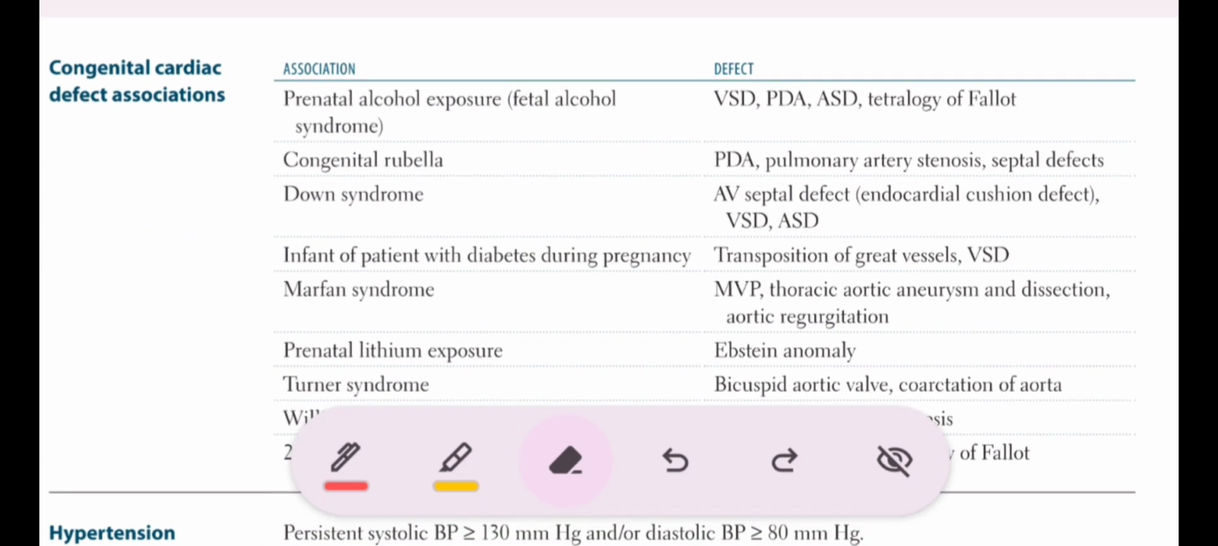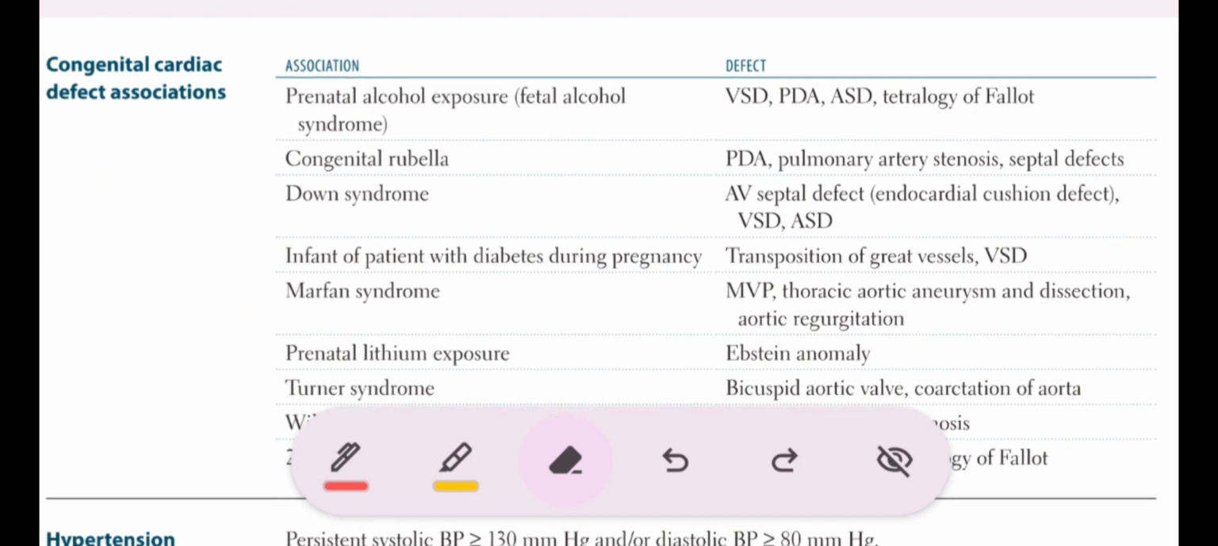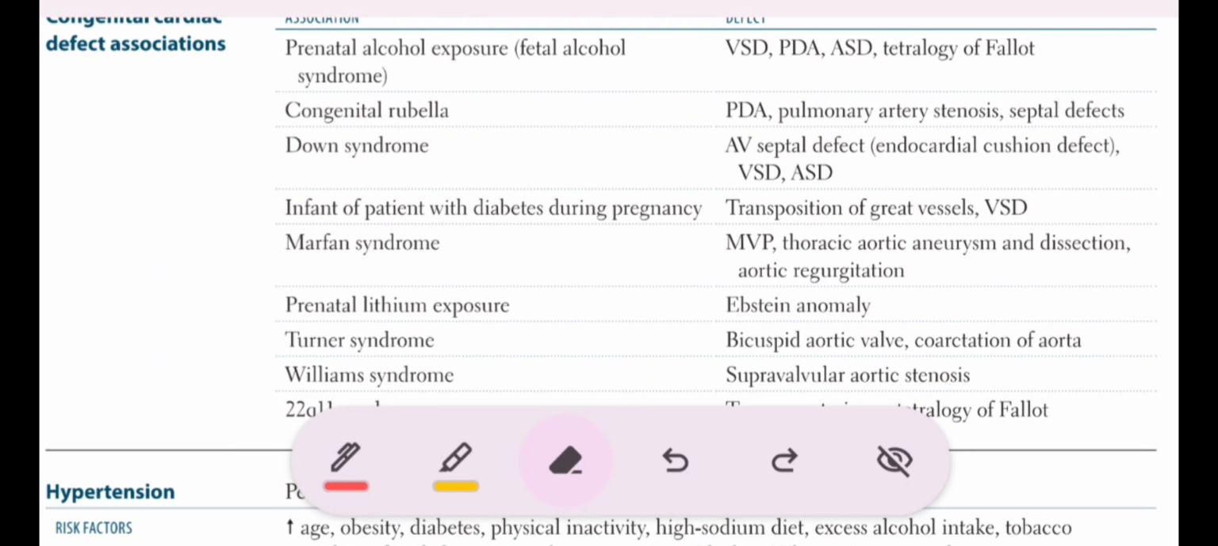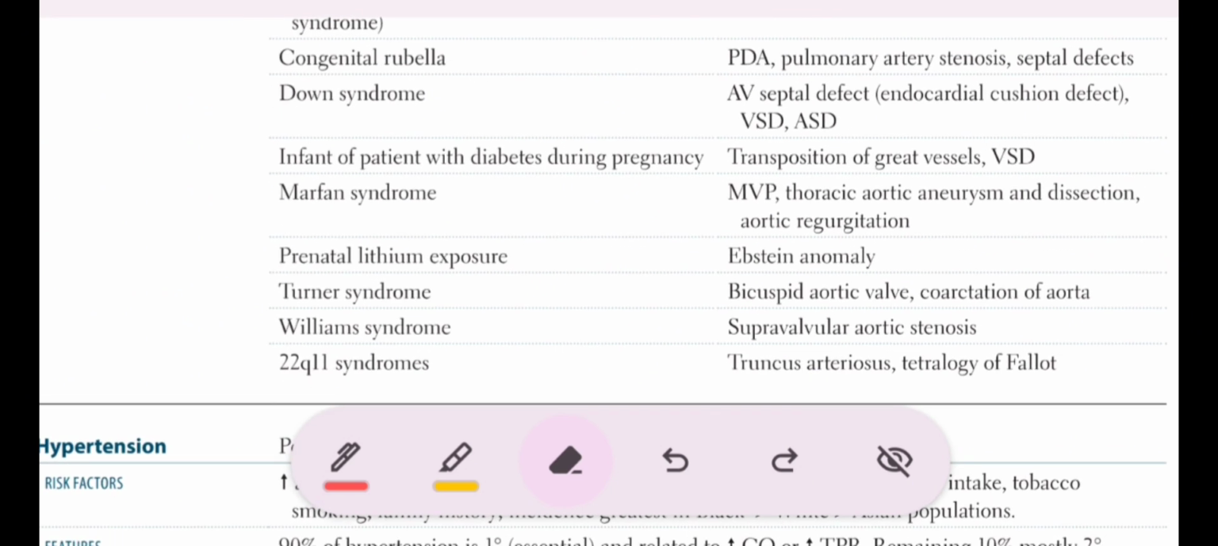Then we have the congenital cardiac defect summary. The prenatal alcohol exposure, also known as fetal alcohol syndrome, is associated with VSD, PTA, ASD, and tetralogy of Fallot. Congenital rubella causes congenital rubella syndrome, which is associated with patent ductus arteriosus, pulmonary artery stenosis, septal defects, and it can also cause deafness, cataracts, and microcephaly in children. Down syndrome causes AV septal defects, that is endocardial cushion defects such as VSD and ASD.